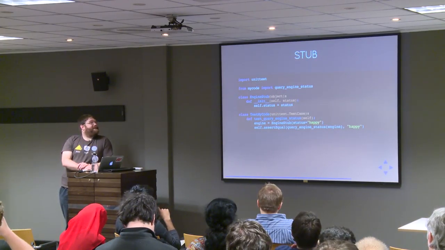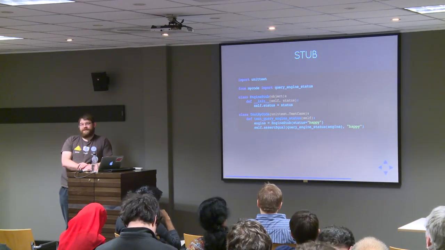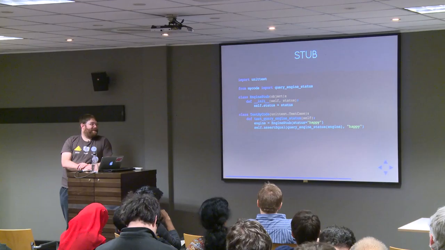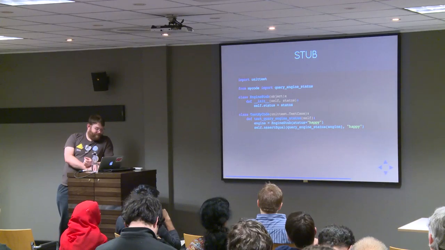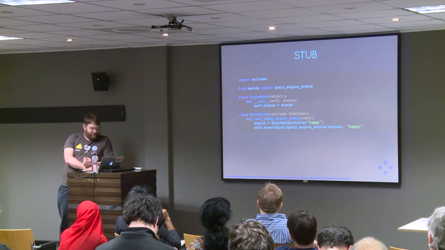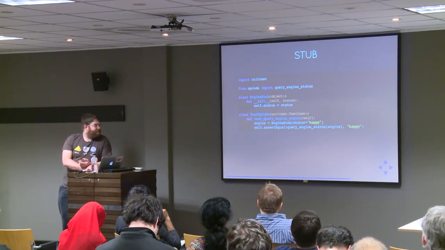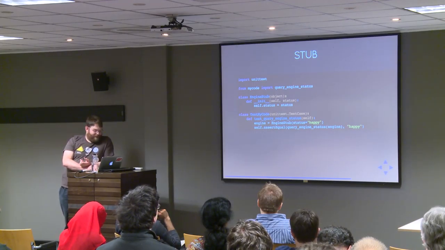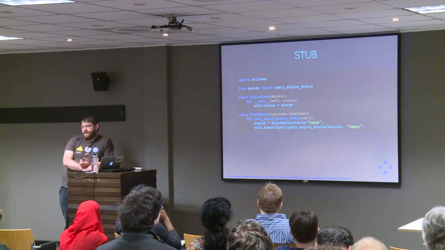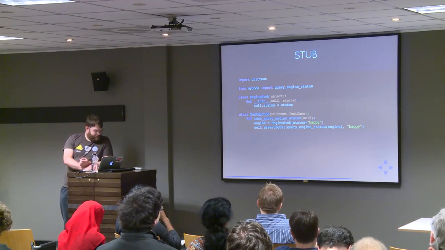A stub, in this case, is an actual object. It's the simplest possible way of doing this thing. You tell it what you want the status to be and set the attribute. And then in your test, you call your test code with an object which returns some value that you know. And then you can make assertions that your, in this case, query engine status is doing the right thing with something that is inside your stub object.